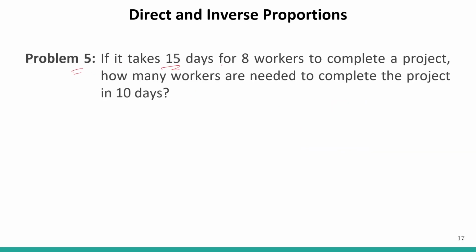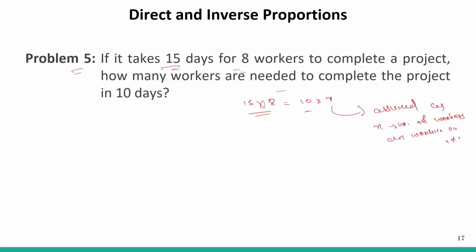So if it takes 15 days for 8 workers to complete a project, how many workers are needed to complete the project in 10 days? Okay, so let's use the work time formula again. So 15 days into 8 workers, so 15 into 8 is equal to constant. That is equal to 10 days into X number of workers. So here we assume X number of workers are working on it, and they finish in 10 days.